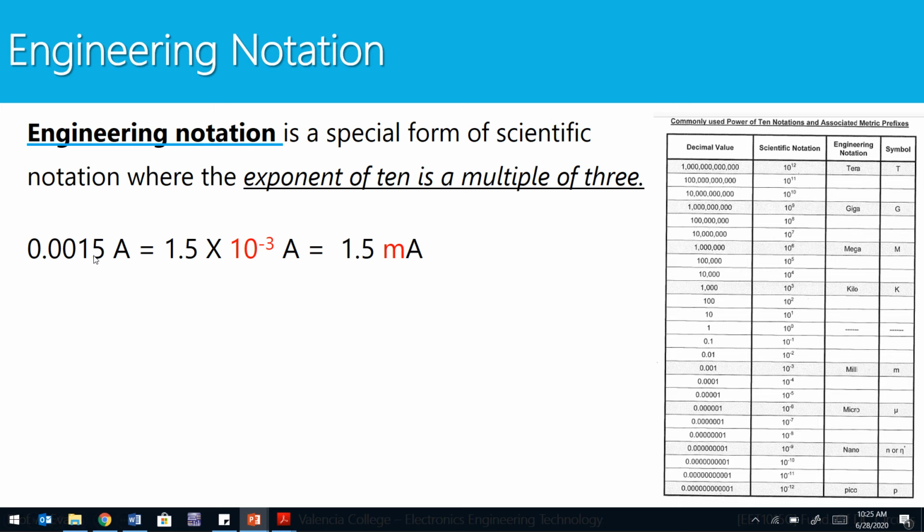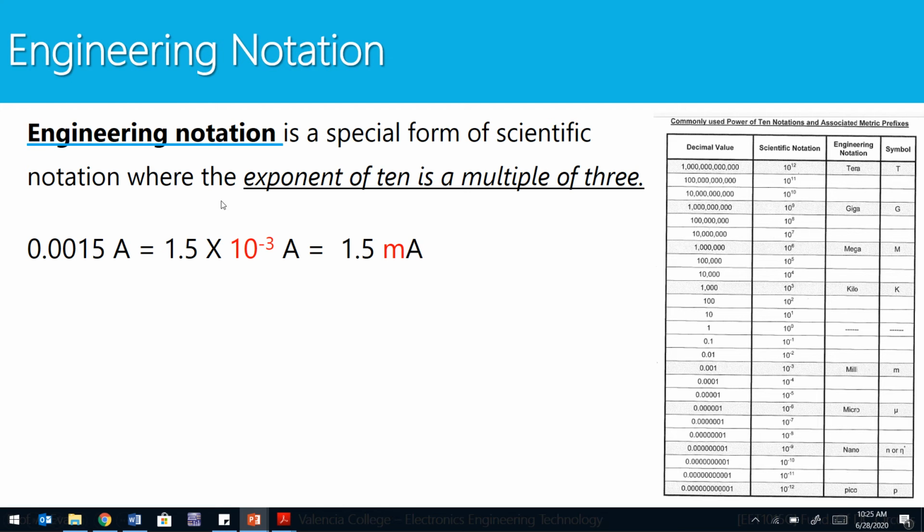1, 2, 3. Now once you move it those 3 spaces, you're going to stop and ask yourself, should I continue going forward or can I stop here? In this case, we don't have any more zeros in this number, and stopping after the first 3 spaces is just fine. So we get the number 1.5 times 10 to the negative 3, and our unit is amps.